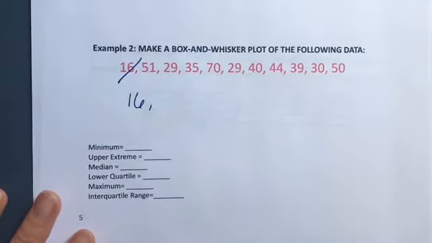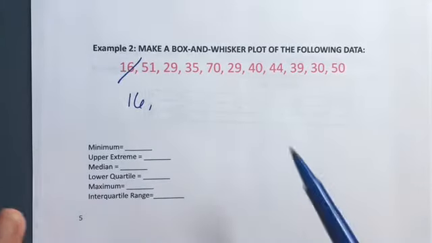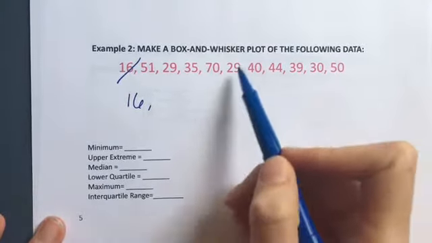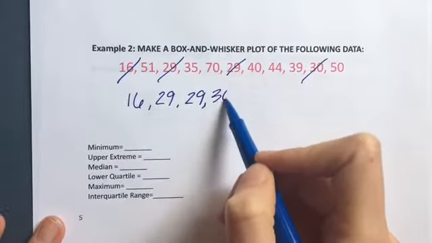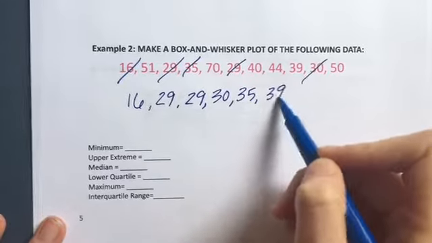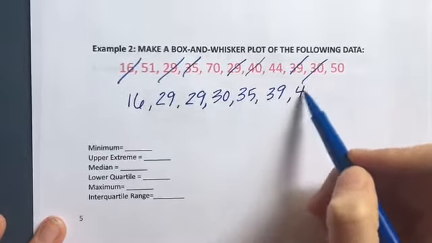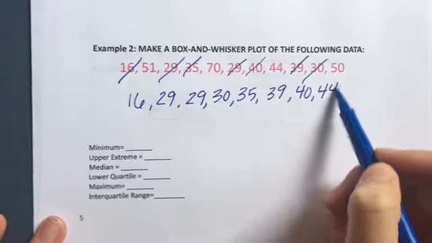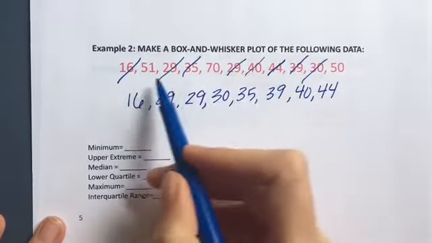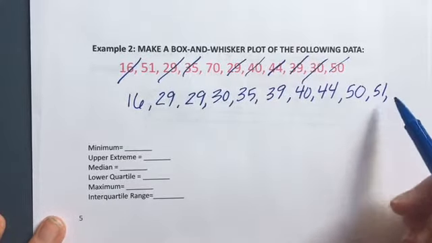We have, let's see, what's our next smallest here? Go ahead and do this as I'm doing it. Don't just wait for me to do it. I see 29 and 29. Then I see 30. I see 35, 39. I see 40. I see 44. I see 50. And I see 51. And then 70.